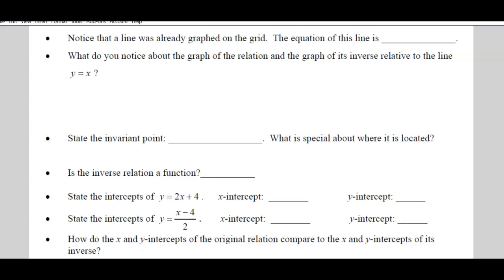Okay, so the line was already graphed. The equation of it was y equals x. What do you notice about the graph of the relation and its inverse relative to it? So they were reflections.